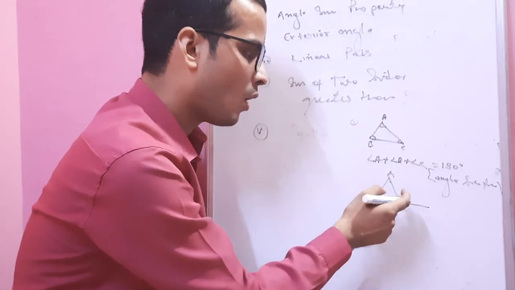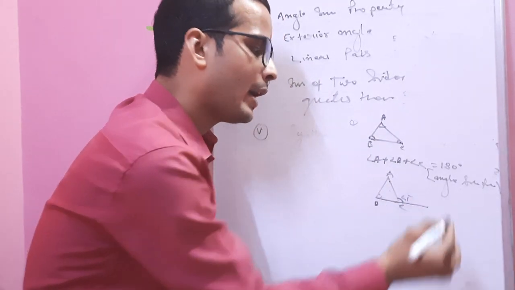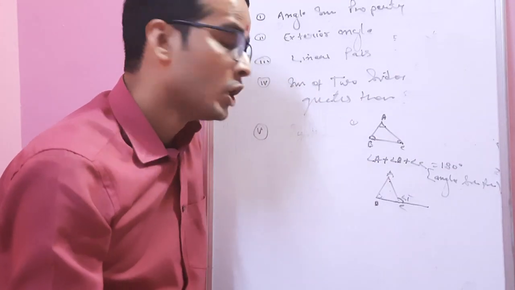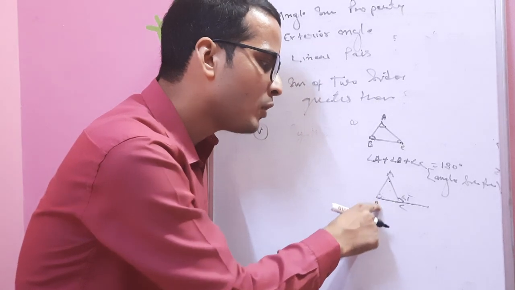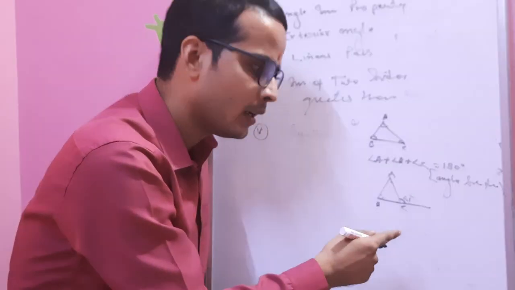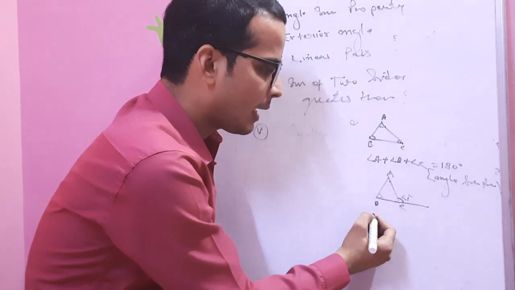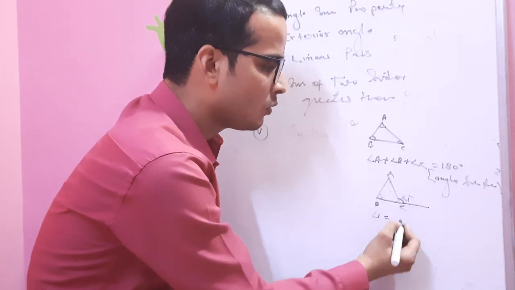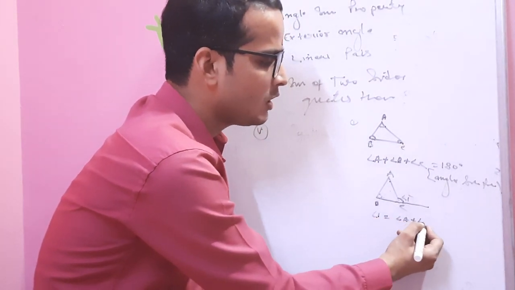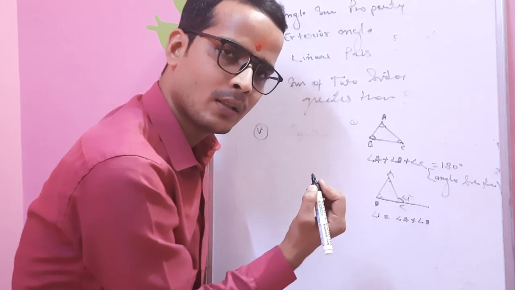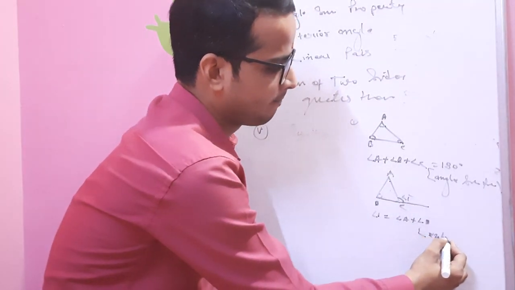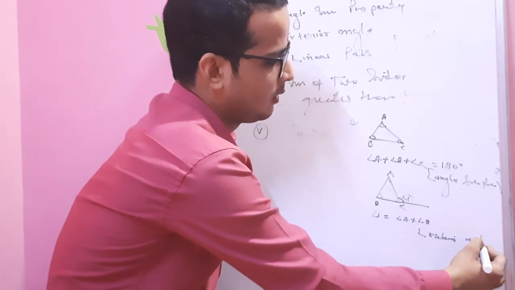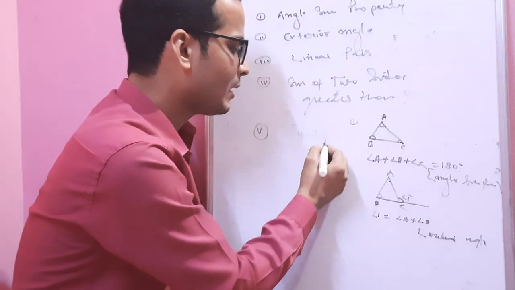So how can you get the exterior angle value of angle 1, which is exterior? So the exterior angle property says that the exterior angle is equal to the sum of the 2 opposite interior angles. Okay, so angle 1, which is exterior, equals angle A plus angle B, which are interior angles. Okay, so this is called exterior angle.